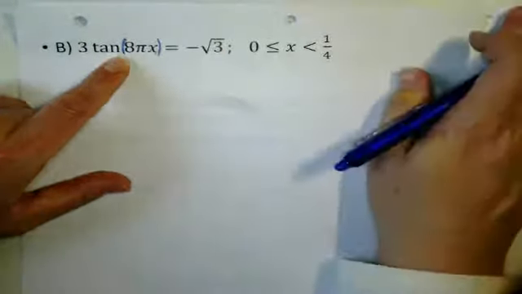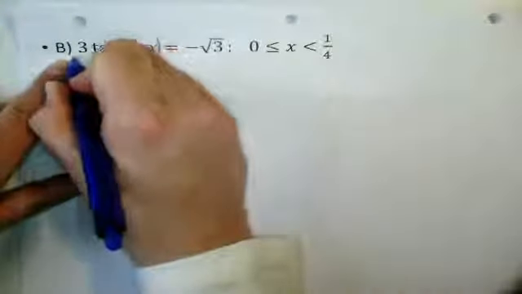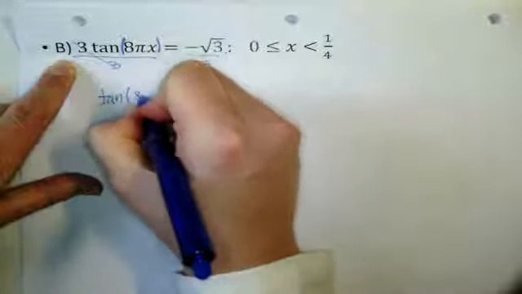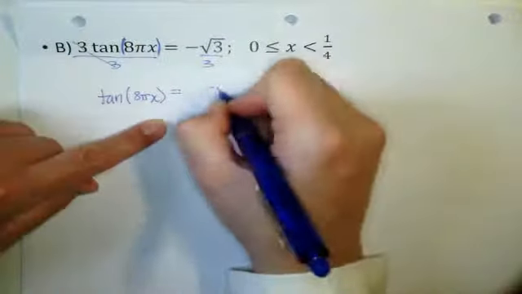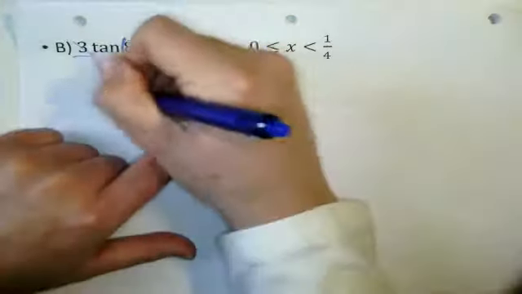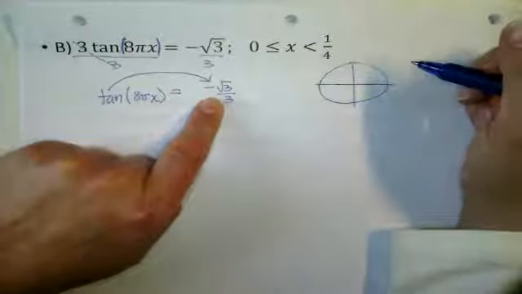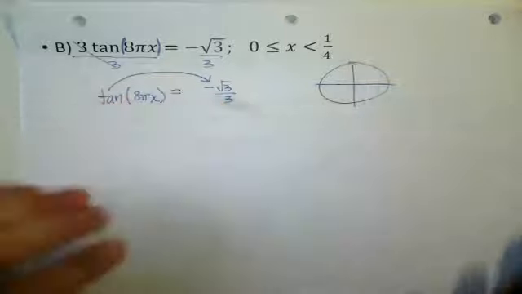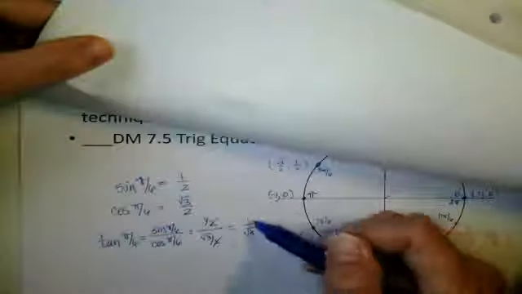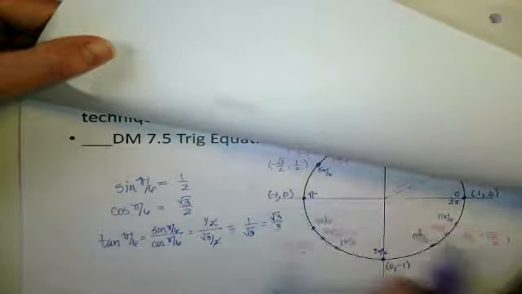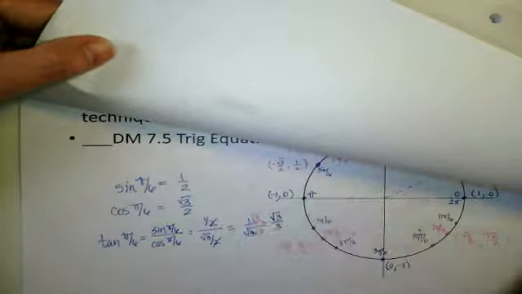All right, let's look here. Once again, there's stuff with x that we're going to have to get rid of at the end. But before I do that, I just need to get tangent all by itself. So I'm going to divide by 3. So we have tangent of 8 pi x equals negative radical 3 over 3. So right now I'm going to go to my unit circle and think to myself, what angle gets me radical 3 over 3? Well, actually, we just did it. This was 1 over radical 3, and if you rationalize, you'd get radical 3 over 3. By rationalize, I mean multiply top and bottom by radical 3.